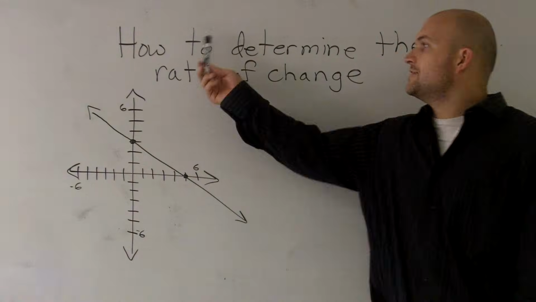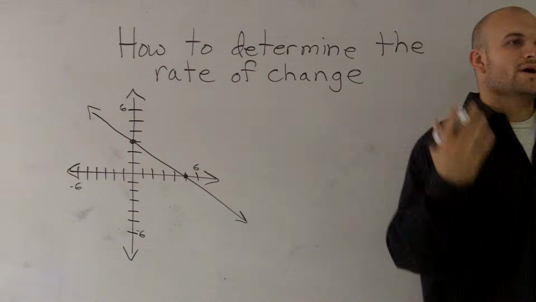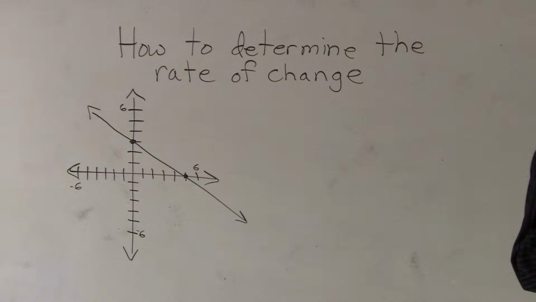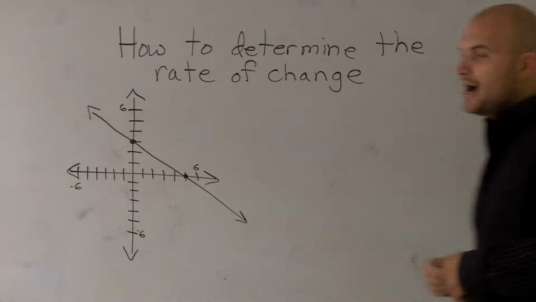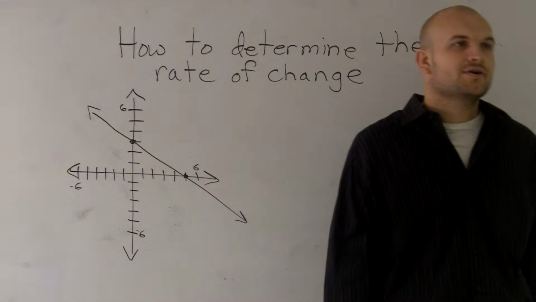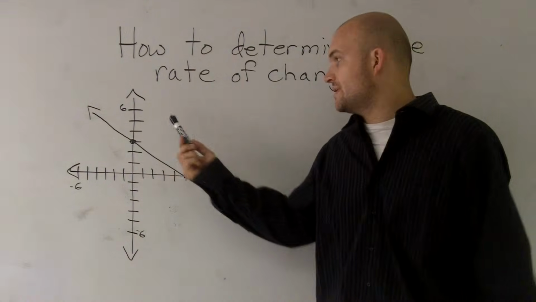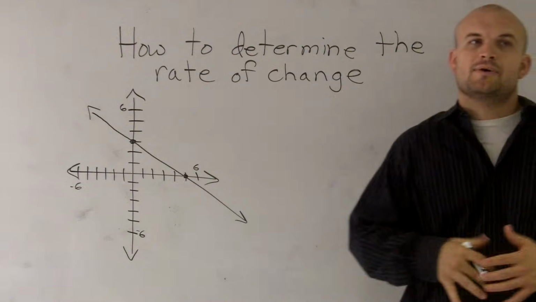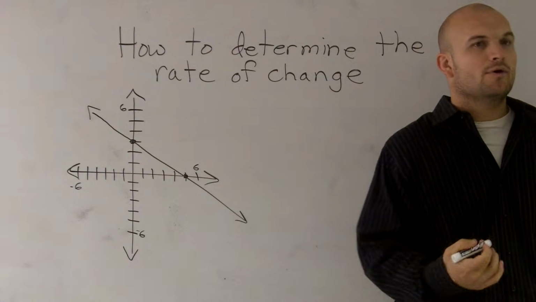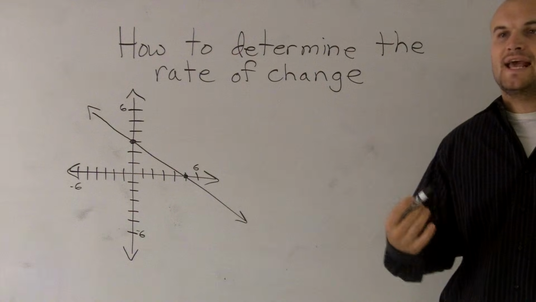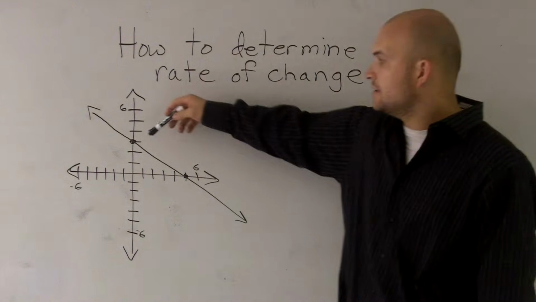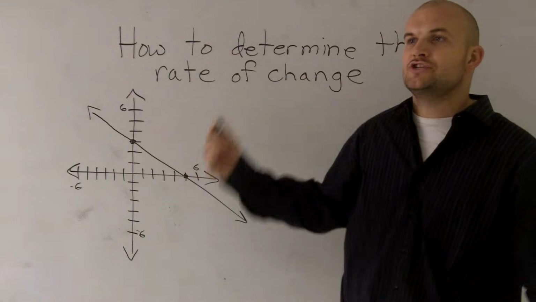All right, what I'd like to show you guys is how to determine the rate of change when you're given a graph and you can find 2 points from that graph. On this problem, I have a graph and I have two x and y intercepts, so I'm able to easily determine those are going to be my 2 points. When I want to determine the rate of change, remember, rate of change is the same thing as your slope. What we want to do is see what is the change in your x variables and the change in your y variables.